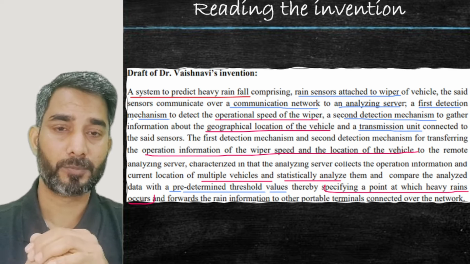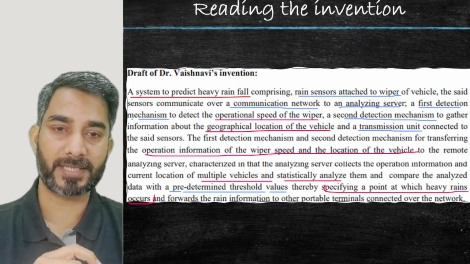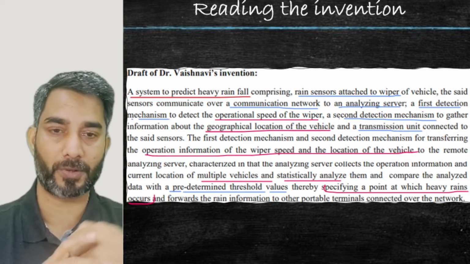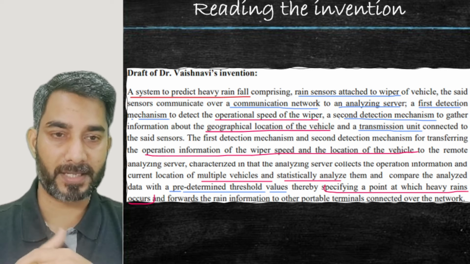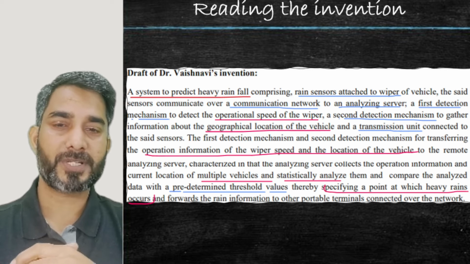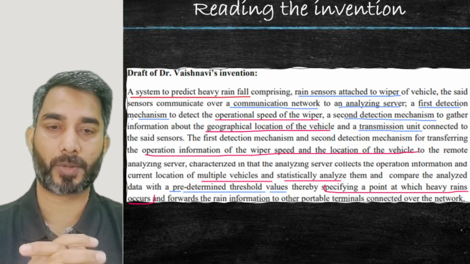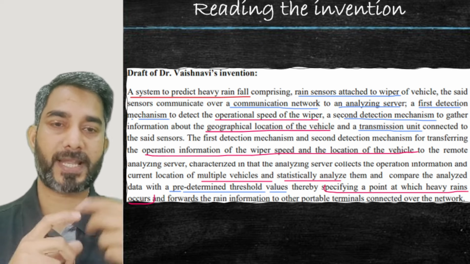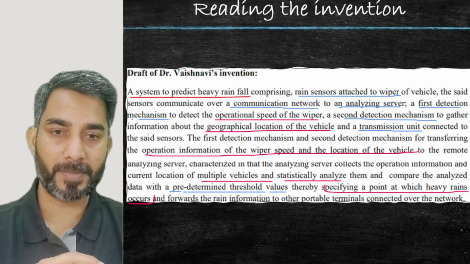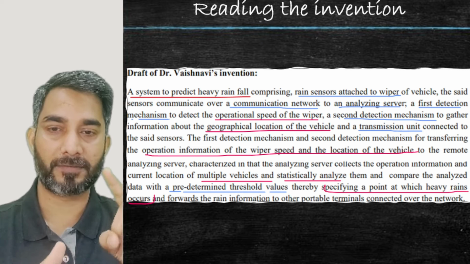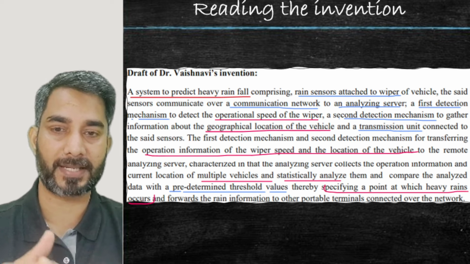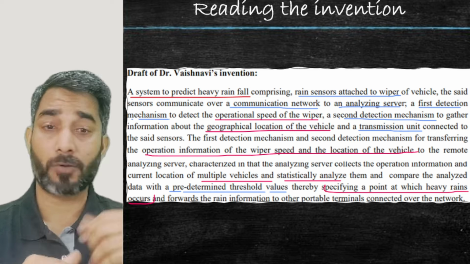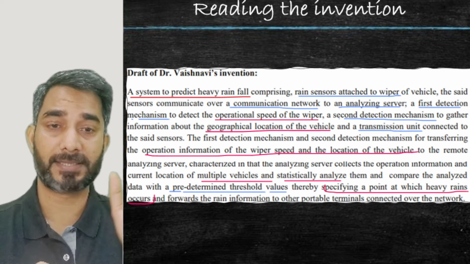How fast the wipers are moving, the rain sensors, right? So the rain sensors are there which will give input to the first detection mechanism so that they know the operational speed of the wiper. There is a second detection mechanism to gather information about the geographical location of the vehicle, where exactly the location is. So maybe some GPS based location tracking. And of course, there has to be a transmission unit to transmit the information collected by the first detection mechanism and the second detection mechanism, which is nothing but the wiper speed and the location of the vehicle, right? Now, where are we sending it? To the analyzing server, another component.